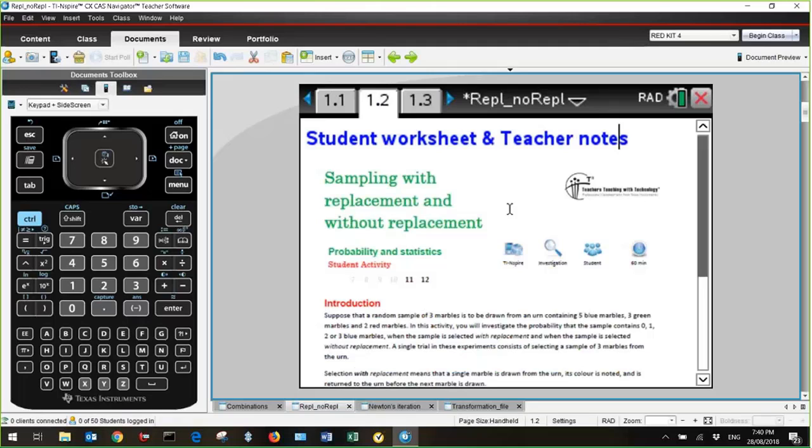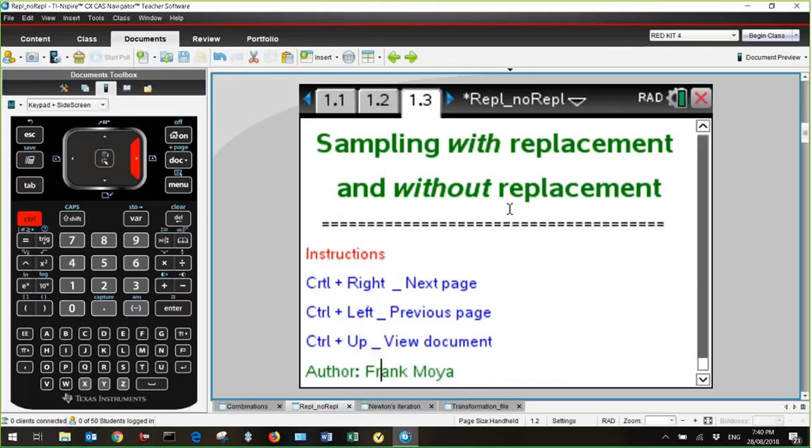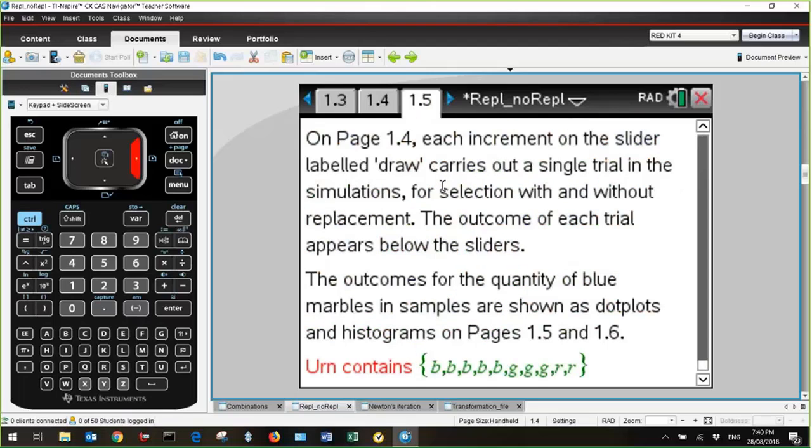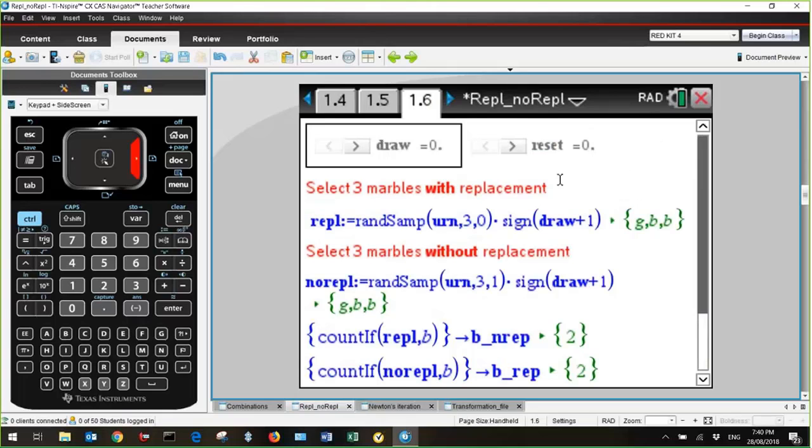Okay, so the problem involves having an urn with 5 blue, 3 green and 2 red marbles, and we're making selections with and without replacement and making a comparison. So the list, which I've called urn, contains 5 Bs representing the 5 blue marbles, 3 Gs representing the 3 greens, and 2 Rs representing the reds. And I've put this page in so that teachers can see how it was created.